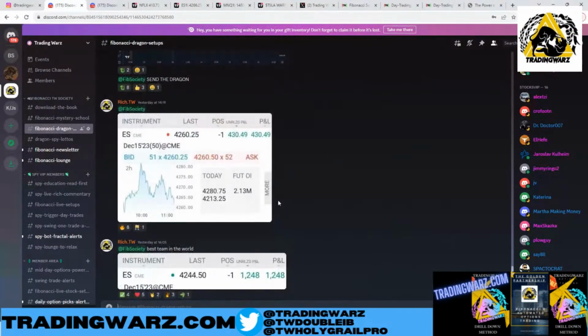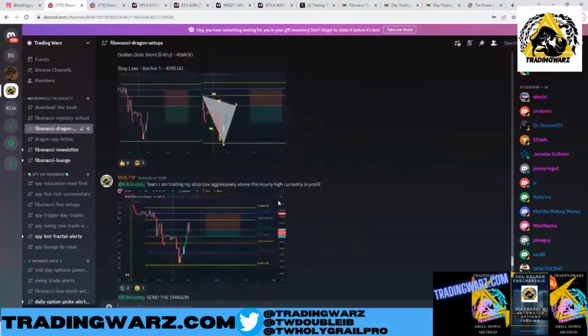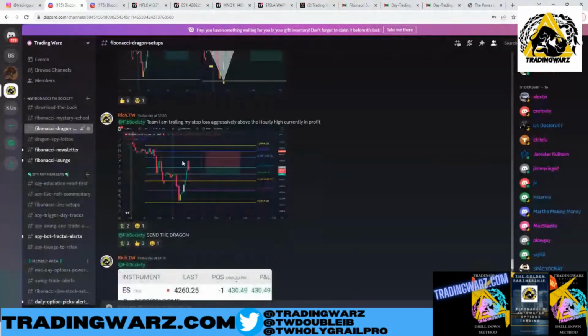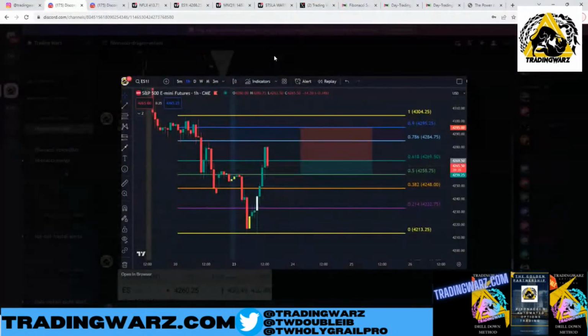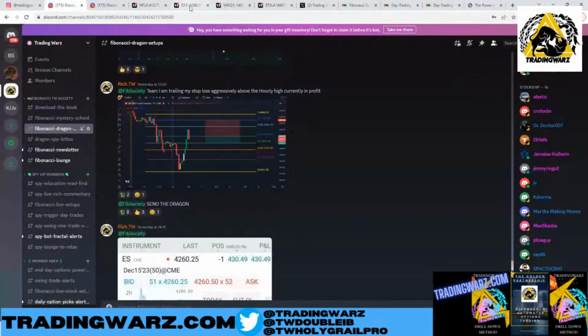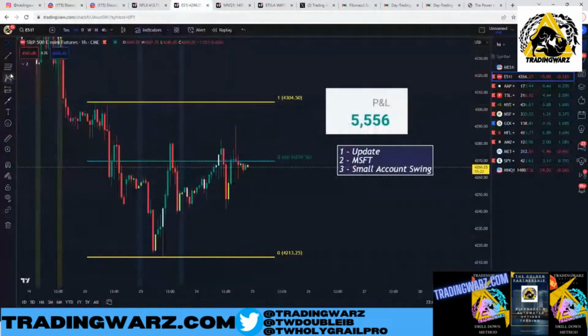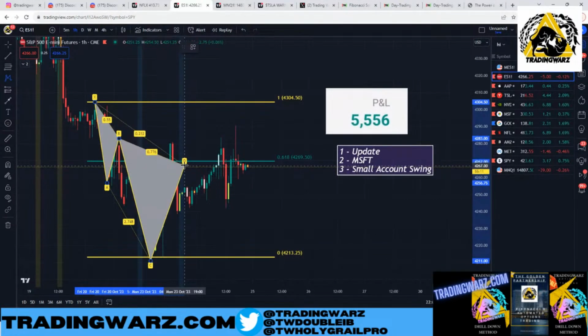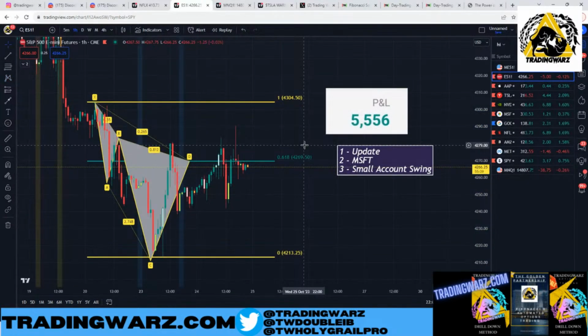So this was the dragon setup we had drawn up. This is the exact setup that I was talking about here, and I gave my alerts and everything in the Fibonacci Society for the dragon pattern. Visually speaking, this dragon pattern looks like this. Here's our high to our low, pullback, final low, and then 618 right there. All right, so hit me with a 10 if that makes sense so far.